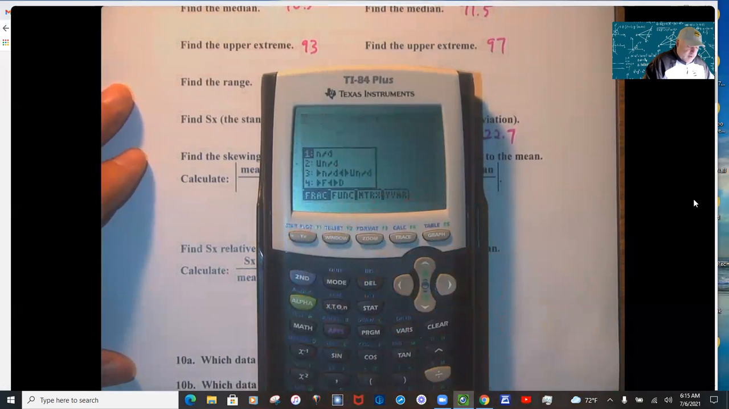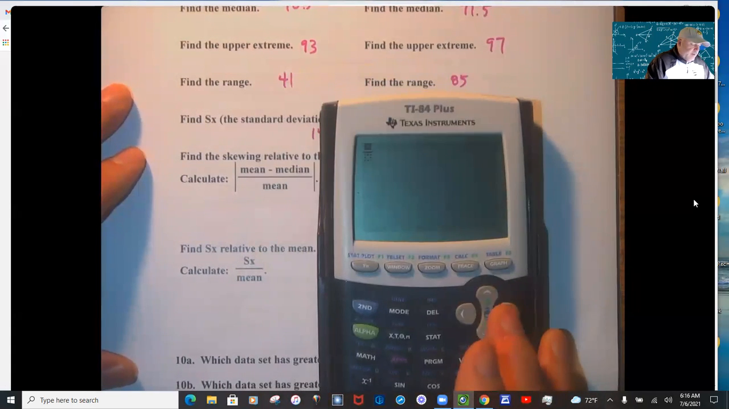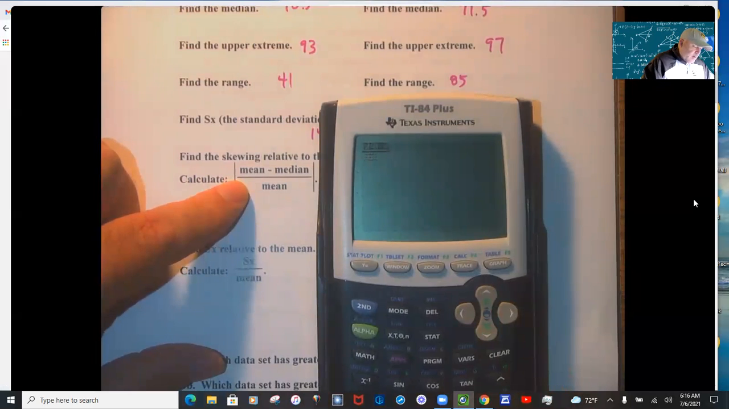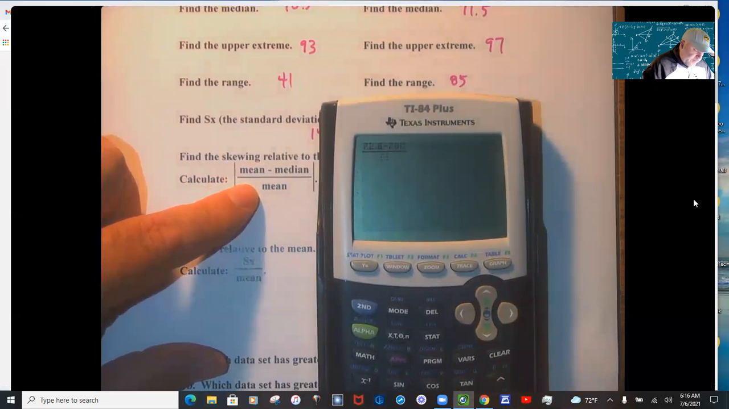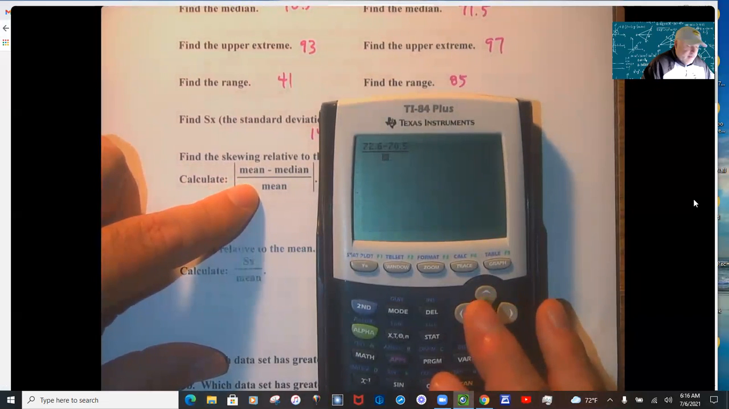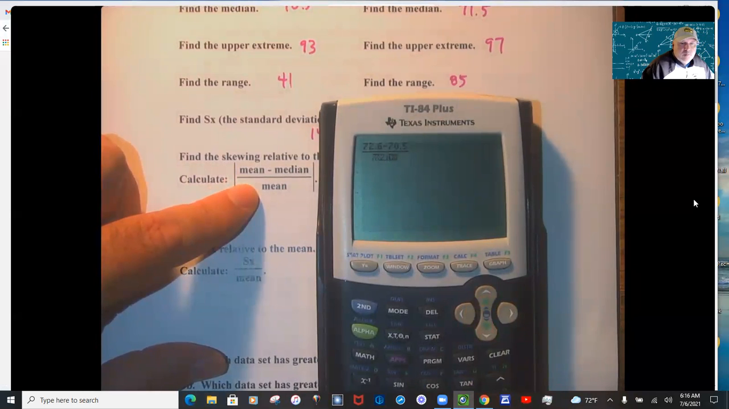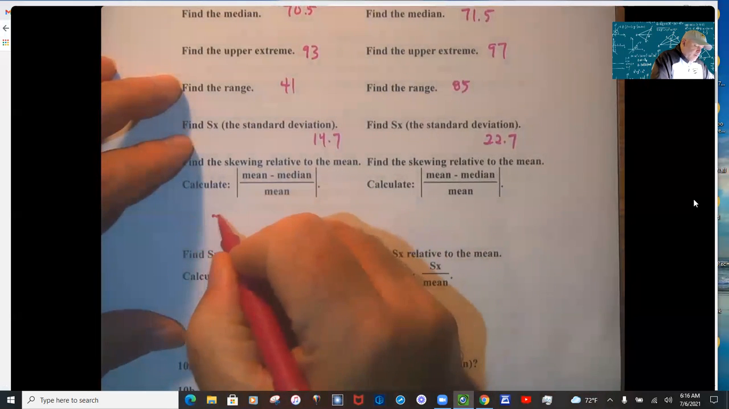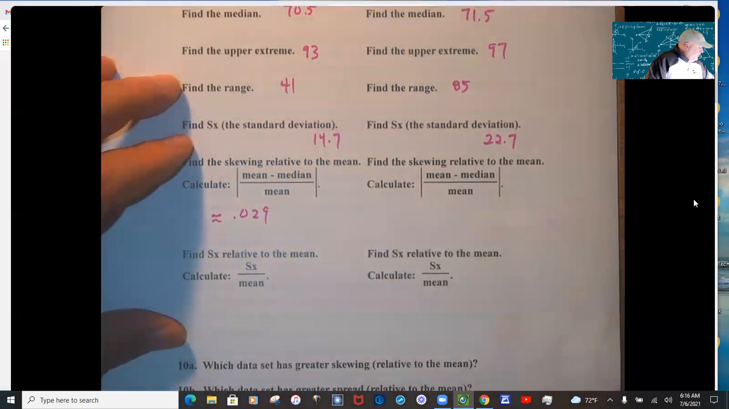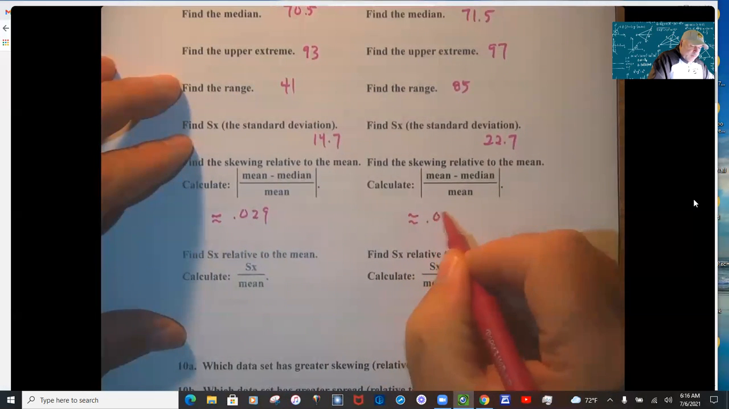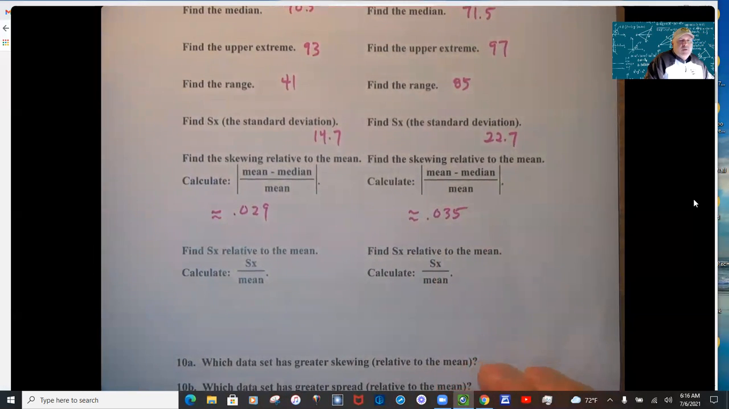You can get your fraction template like this, and then just do the mean minus the median, 70.5, divided by the mean. The mean minus the median divided by the mean. Again, just make it positive. I take it to 3 places, 0.029. You're going to do that for this side, 0.035. So data set B has the greater skewing.